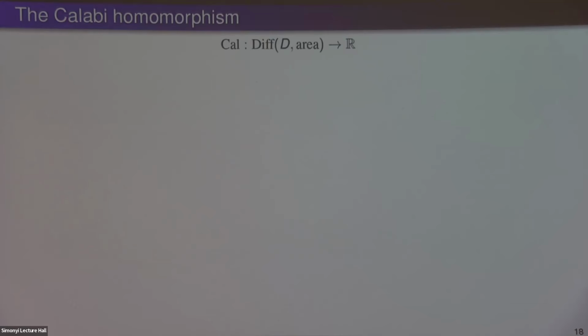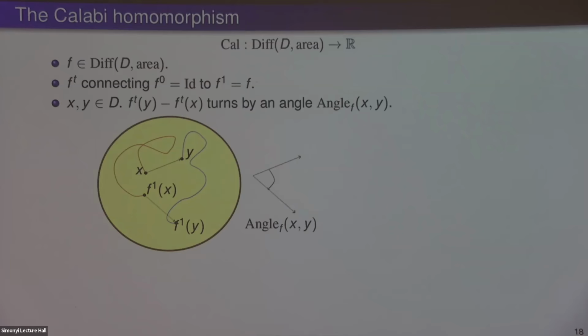Okay, so the Calabi invariant is actually a group homomorphism, sometimes called the Calabi homomorphism, from area-preserving diffeos of the disk to the reals. So it takes as input an area-preserving diffeomorphism, output is a real number defined in the following way. It's known that area-preserving diffeos of the disk is path-connected. So I take an isotopy in the group, a path connecting the identity to my area-preserving diffeomorphism F. And I'll pick two random points in the disk and consider the vector that connects x to y. Then as you follow this vector throughout the isotopy, the vector makes a certain amount of turn by some angle, which I'm denoting by angle sub f of x comma y.